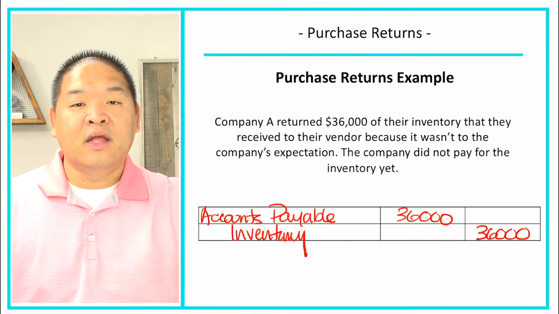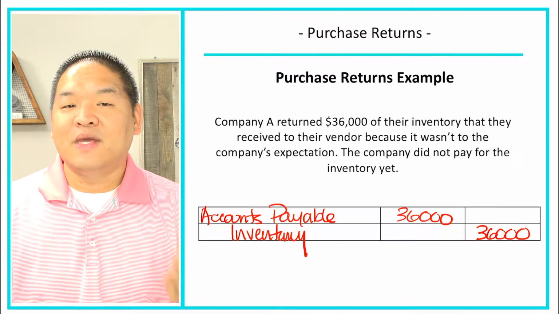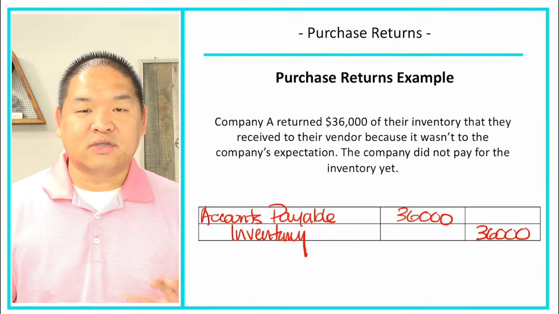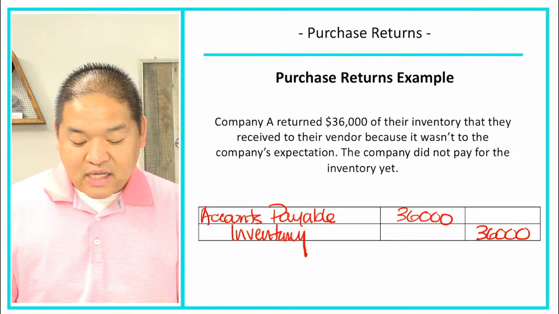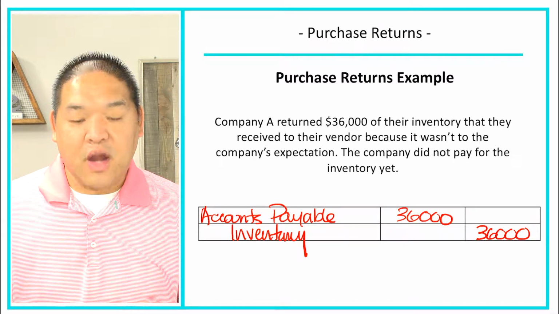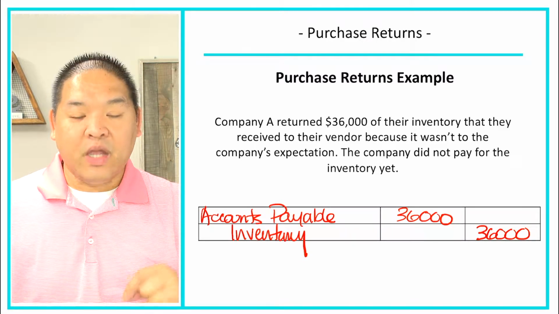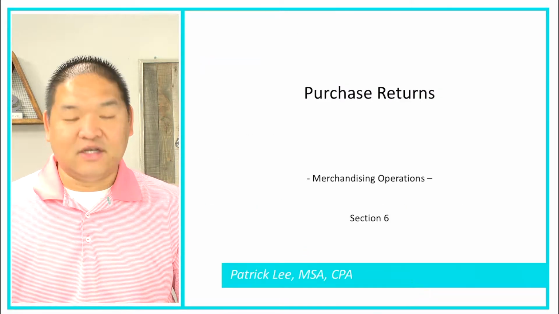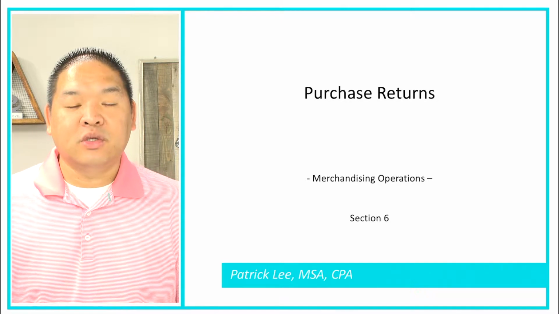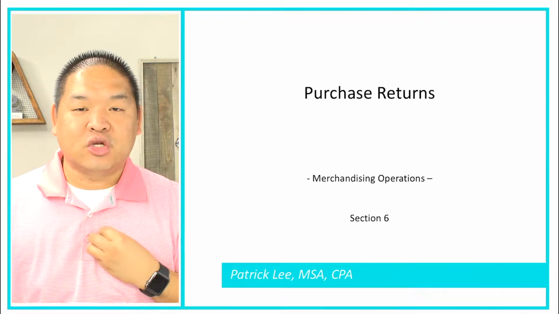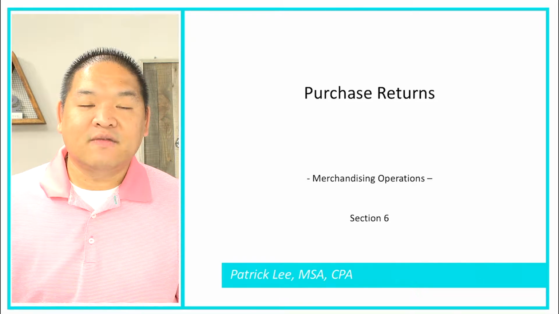Now on the vendor side, they're going to reduce the receivable. So they're going to reduce the receivable by $36,000 because we don't owe them that $36,000. So that's how it's going to work on our end and their end. So that's how we do the journal entry for a purchase return. We'll reduce the inventory and we'll reduce the amount that we owe to our vendor. So that is a look at the purchase returns, especially when we are the company that is returning it to our vendor. So I hope you enjoyed this lesson. We'll see you in the next video.